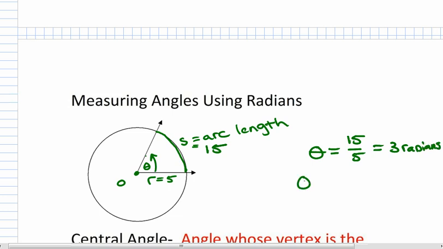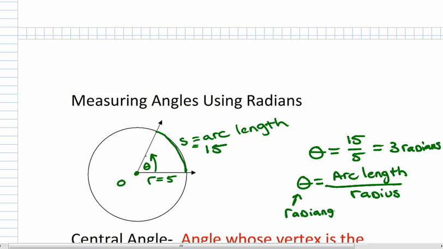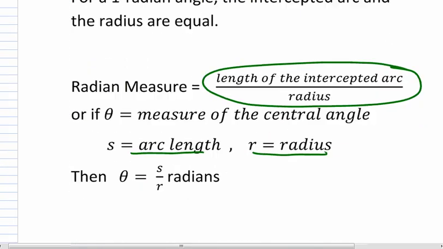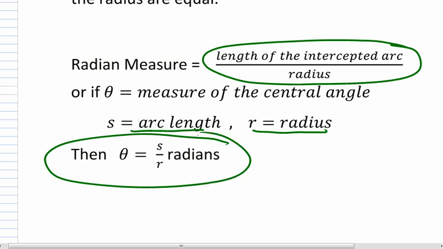So once again, to find the measure of an angle in radians, you just take the arc length and divide it by the radius. And that is the angle measure in radians. And when I say theta, I mean the angle measure in radians. And that's what this means right here. The S stands for arc length, and the R stands for radius.